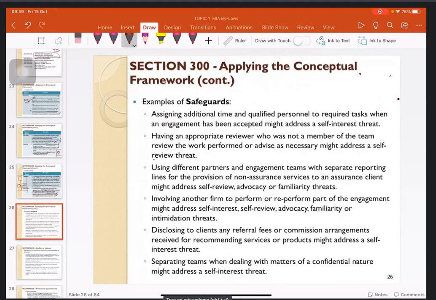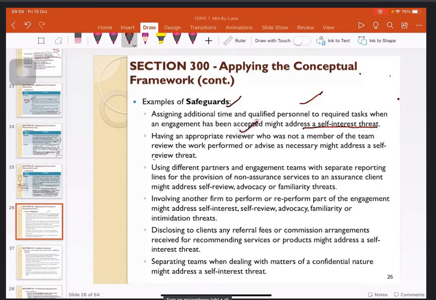Okay, last slide for today. This one adalah example of safeguard. How to safeguard the threat? Next, the first one adalah additional time. Ensure that you punya staff adalah qualified staff, so this one will be able to reduce the self-interest threat.